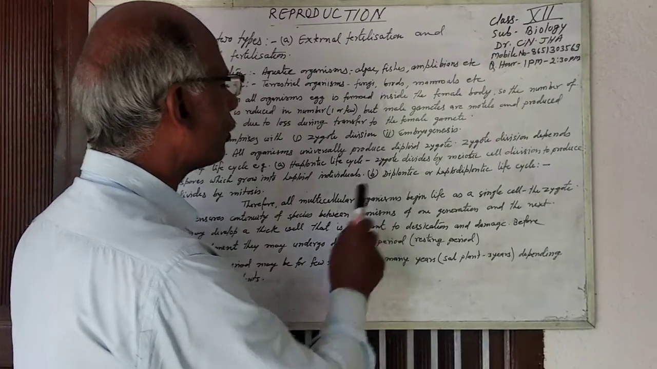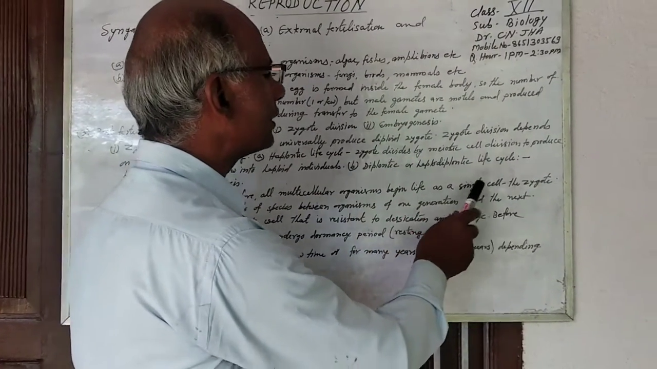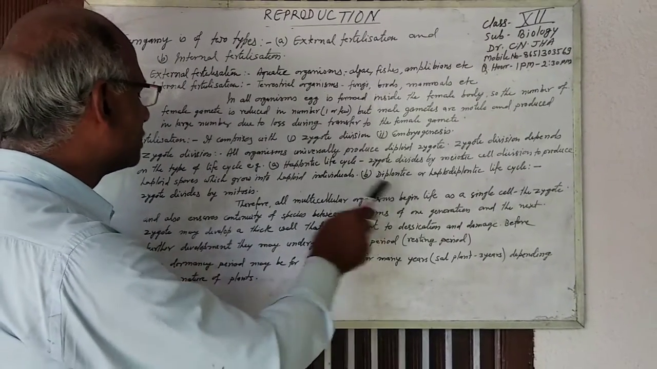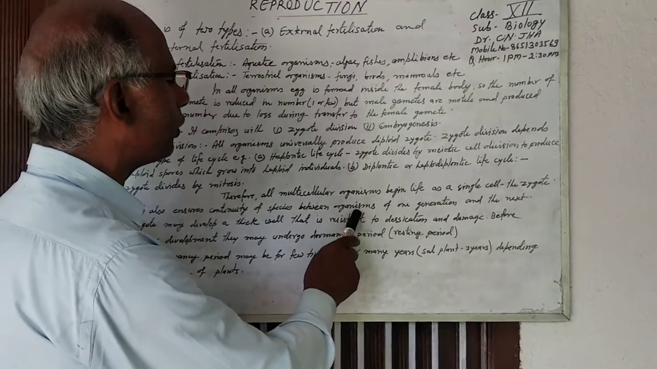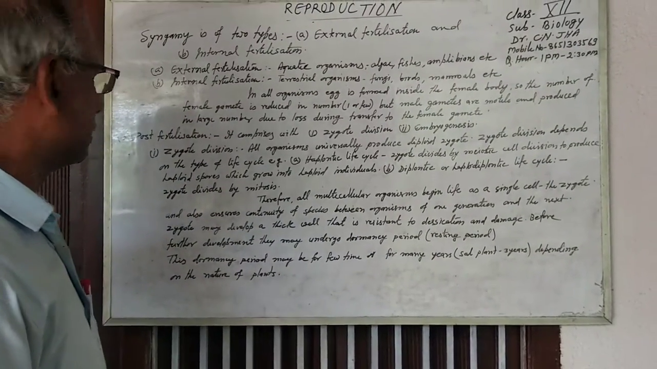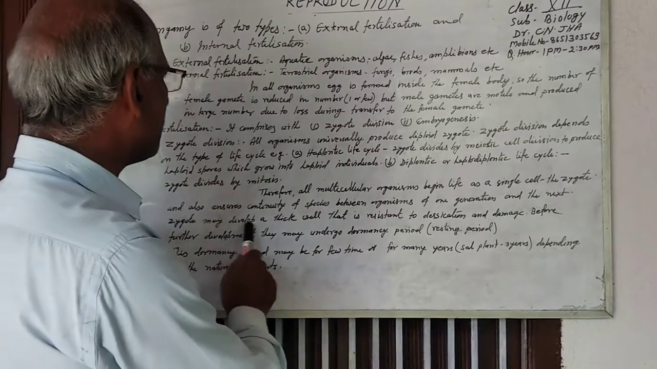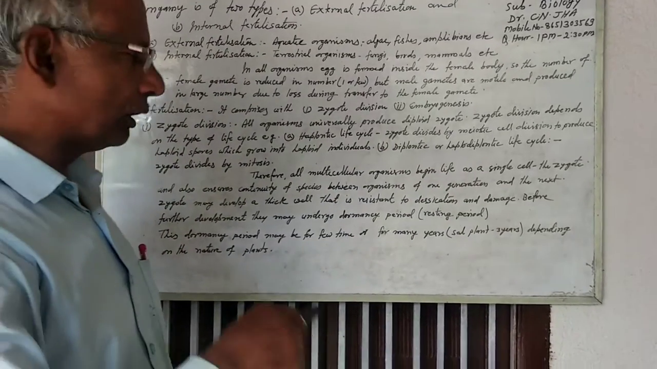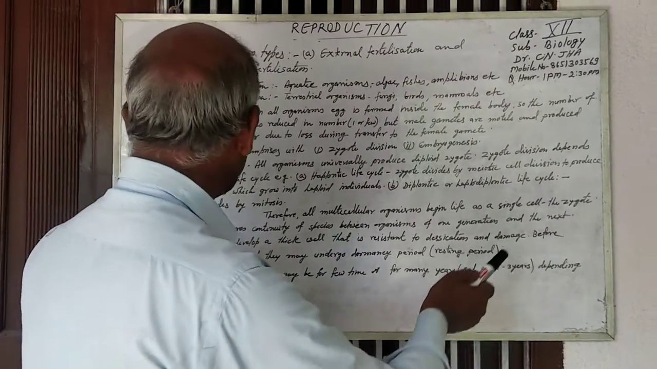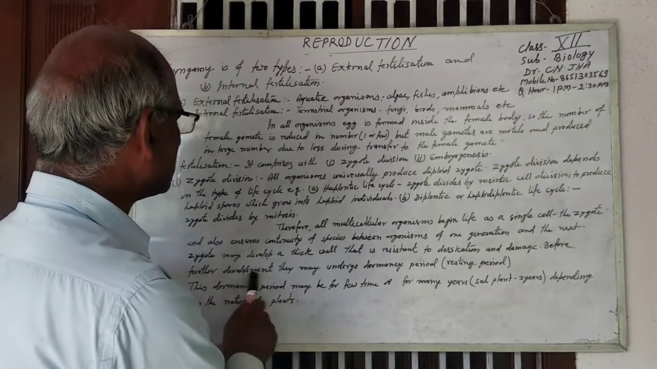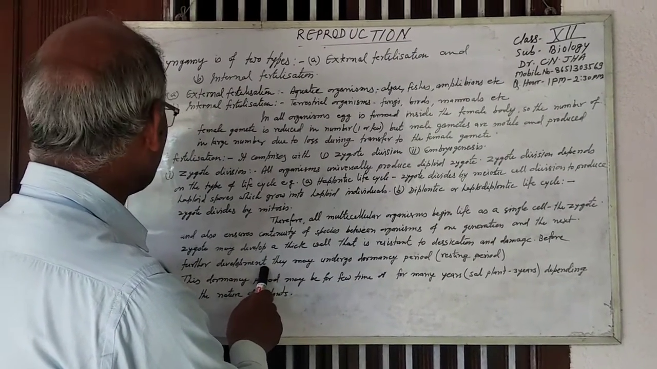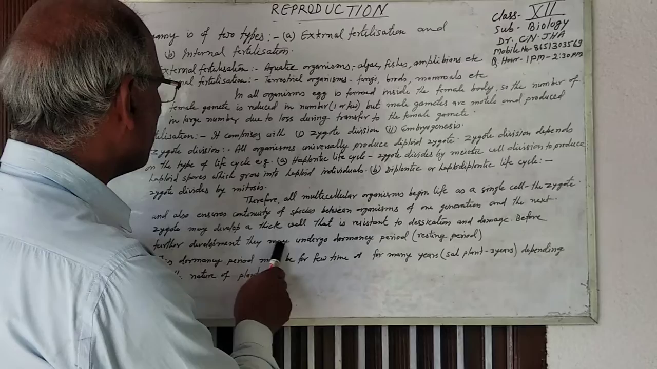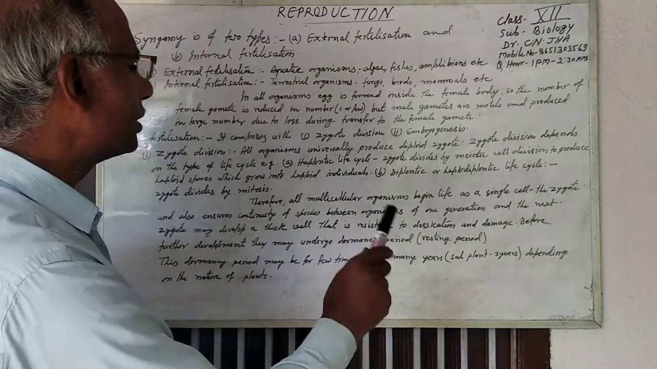Therefore, all multicellular organisms begin life as a single cell, the zygote, and this zygote also ensures continuity of species from one generation to the next generation. This zygote may develop a thick wall that is resistant to desiccation and damage due to environmental problems. And before further development, this zygote may undergo a dormancy period, a resting period.